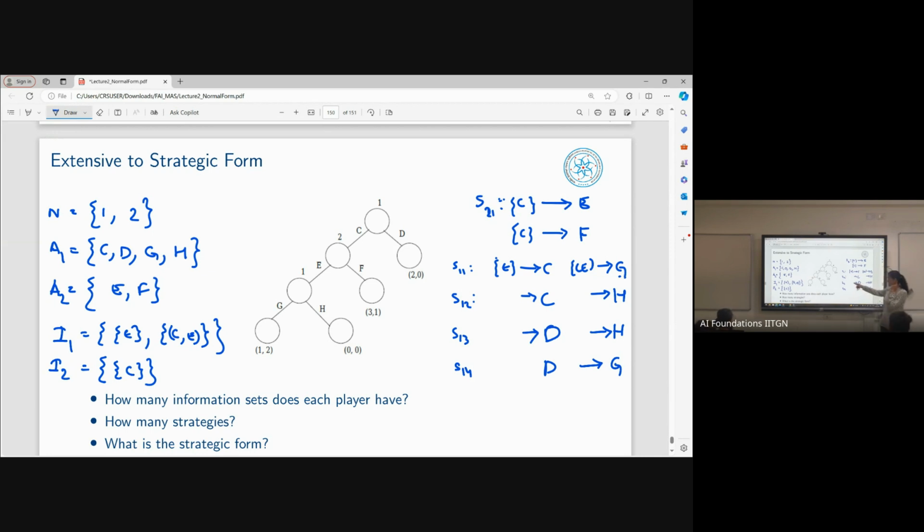Now, in the next strategy, it will again take an action C the first time, but the next time, after agent 2 has played E, it will take an action H instead of G. So these are two different strategies that agent 1 can follow. Similarly, the third and fourth are when agent 1 is taking D, then there will be no action, but we have to define the entire possible mapping from the information set to the actions. That's how the strategy space is defined.